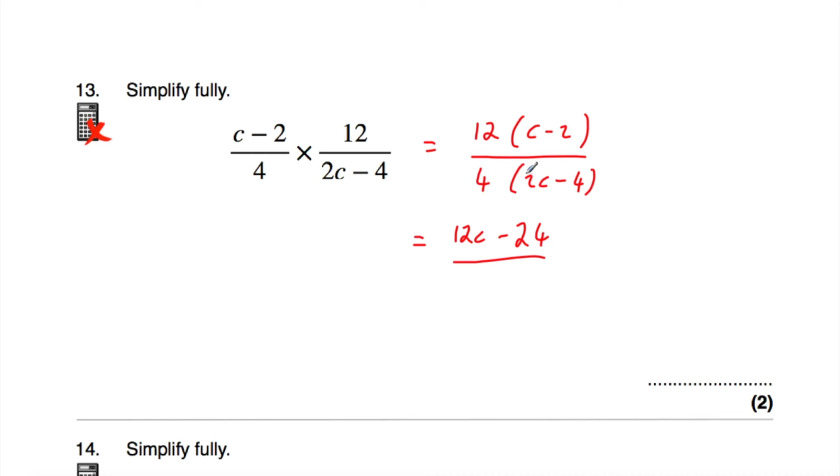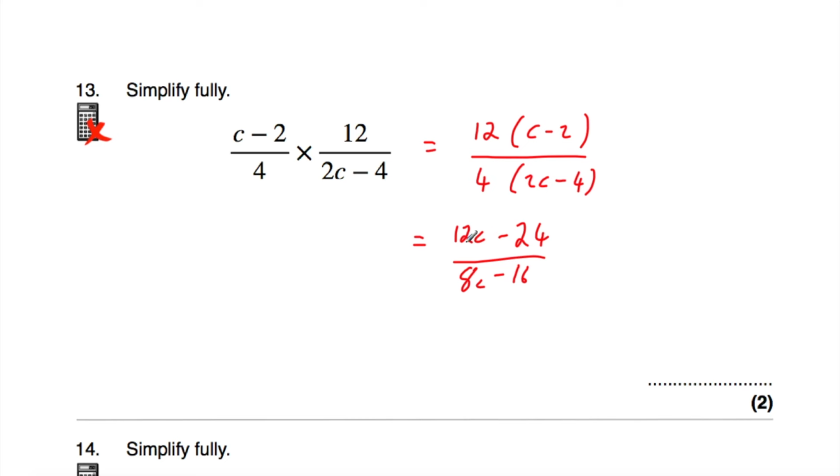4 times 2c is 8c, and then we've got 4 multiplied by minus 4, and 4 times minus 4 is minus 16. So we've got 12c subtract 24 over 8c subtract 16. So that's fantastic. Now what I'm actually going to do is factorize this.